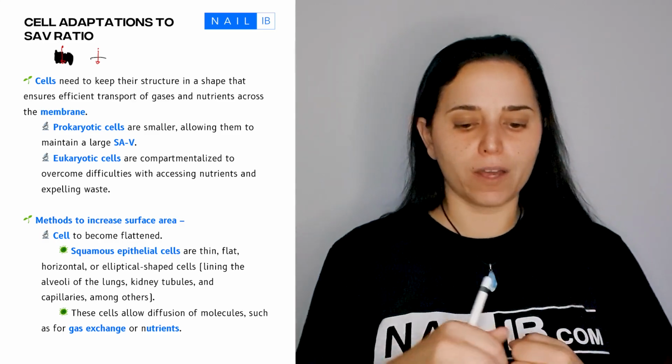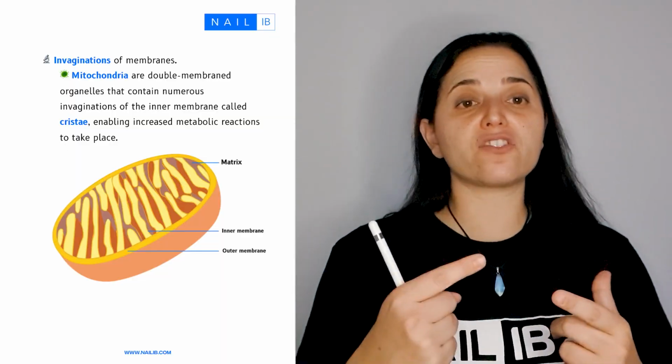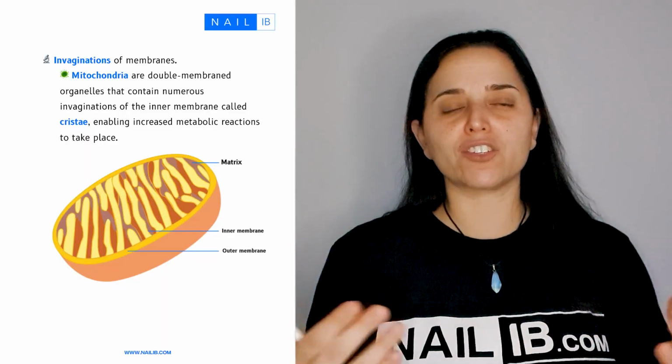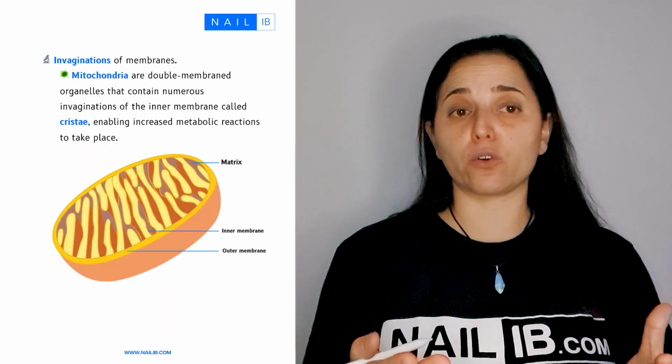The second one in this process will be invaginations. When I say the word invagination, it means the folding of the membranes. Now, there are two locations that show a lot of that folding. One of them is the mitochondria.